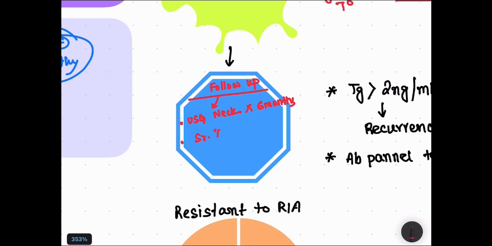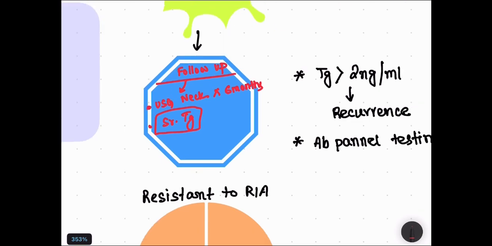serum thyroglobulin. The serum thyroglobulin is the tumor marker for all the differentiated thyroid carcinoma. For the medullary thyroid carcinoma, C cell calcitonin, so CEA and calcitonin, these are the two tumor markers for medullary thyroid carcinoma. USG neck and serum thyroglobulin, with these we will be doing the follow-up.